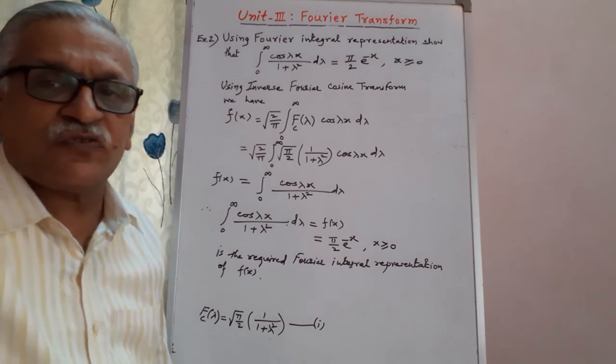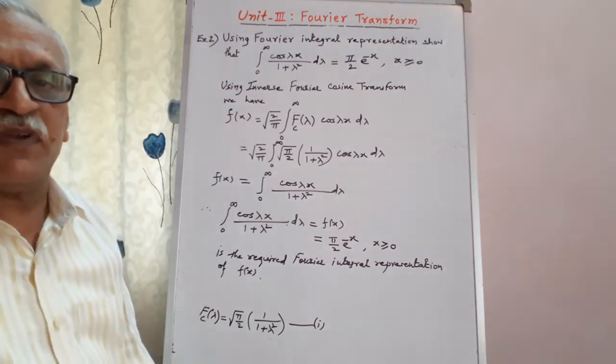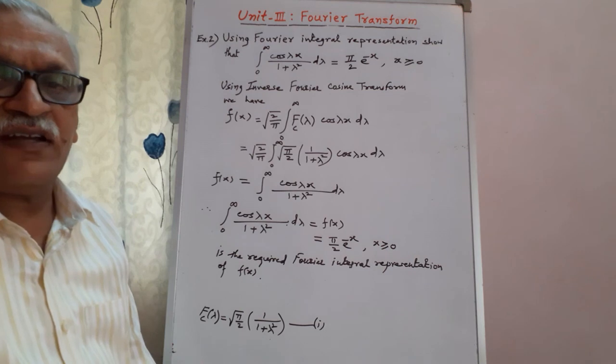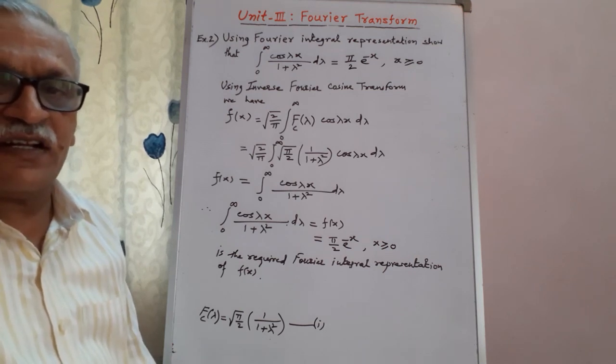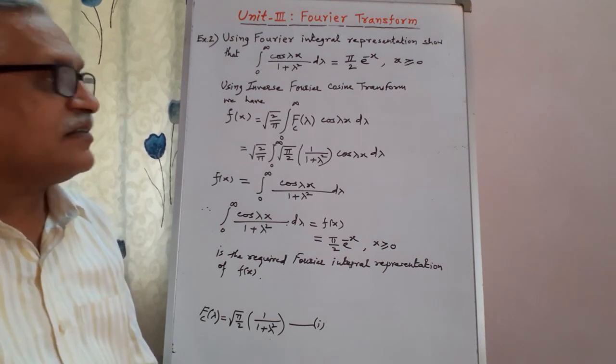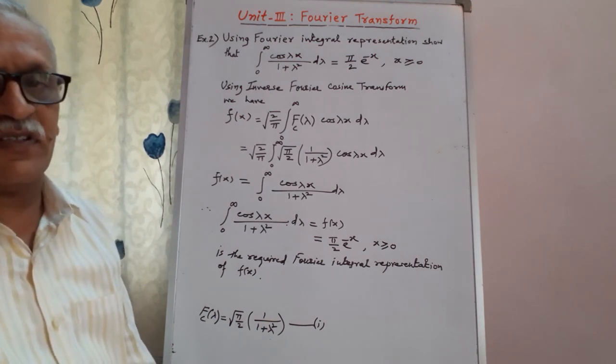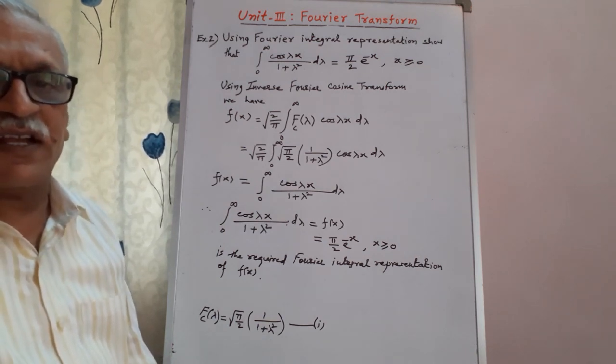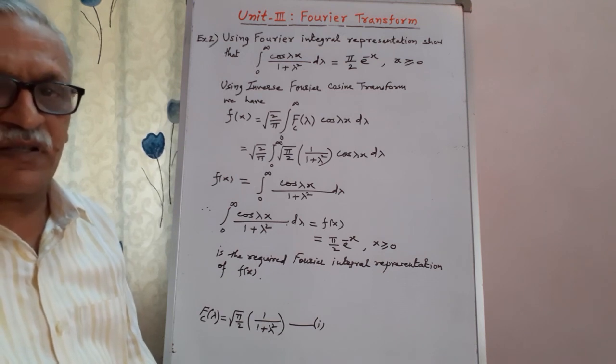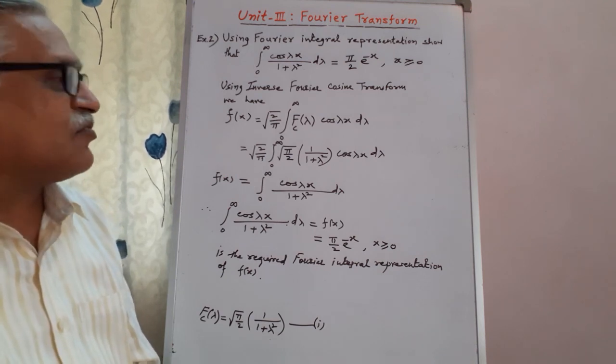Therefore, with the help of these two simple examples, I have explained how we can find the Fourier integral representation of the function for both sine as well as cosine transform.